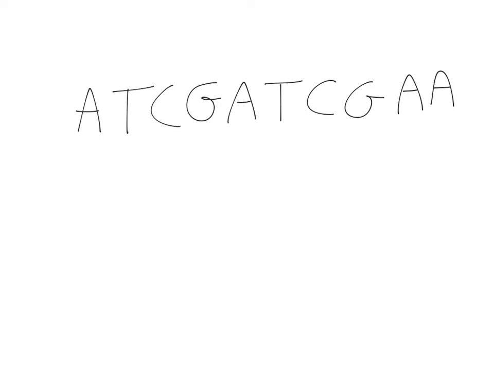So why does Chargaff's rule work? Base pairing. Every time there's an A on one strand, what's on the other strand? Okay, so how many T's do we have now in the whole molecule? Six. Okay, now we base pair the T's. Every time there's a T, there's an A. So now how many A's are there?